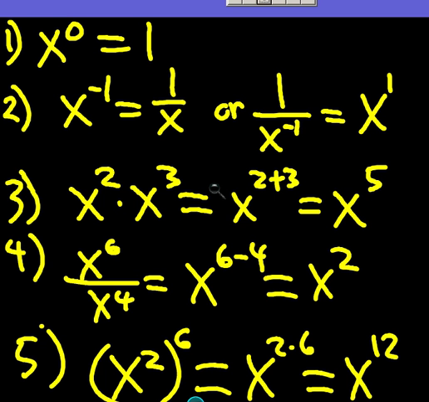Multiplying numbers of the same base is number 3. X squared times x cubed equals x to the 2 plus 3, which of course is x to the fifth. Dividing numbers of the same base logically follows multiplying numbers of the same base. If you're dividing, you're going to subtract. So x to the 6th over x to the 4th equals x to the 6 minus 4, or x squared. And power to a power, x squared quantity raised to the 6th power is equal to x to the 2 times 6, or x to the 12th power.